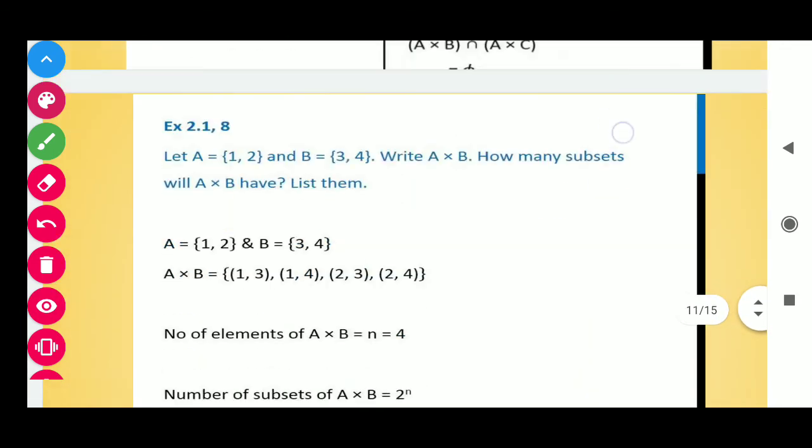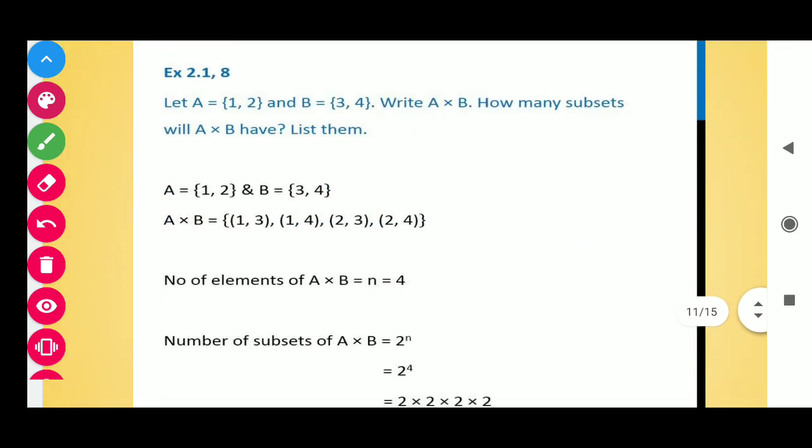Now students, move to question number 8. Here we have the 8th question. Let A set contain 1, 2 and B set contain 3, 4. Write A cross B. Very simple question. And how many subsets will A cross B have, and list them. Students, we have to write how many subsets are possible in A cross B. For this we use the formula: number of subsets of A cross B is 2 raised to power n.